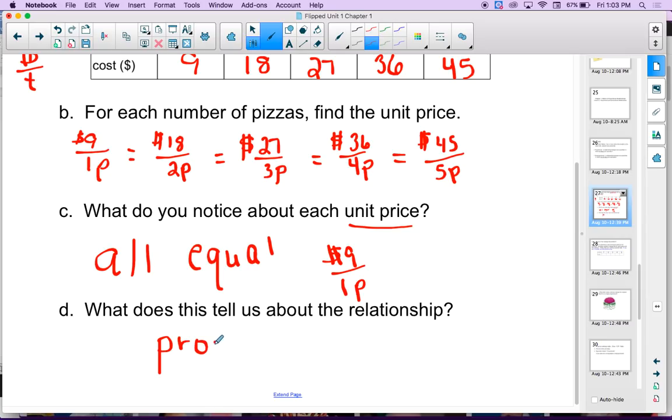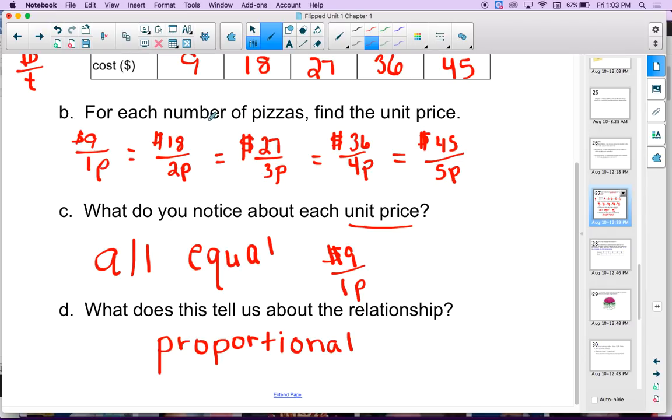Okay? So this is all that we're working on today. We want to take some word problems. We want to set up the tables. We want to set up all of the rates that we can get out of the table, and then we want to test them to see if they all end up simplifying to the same unit rate.